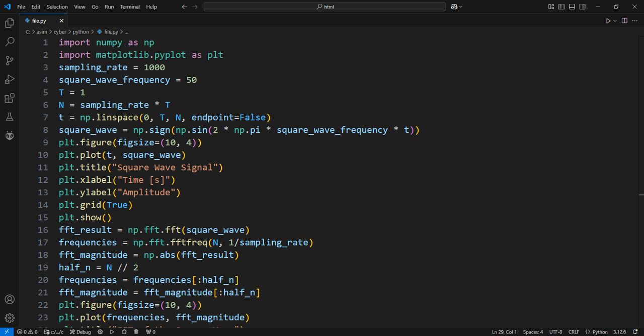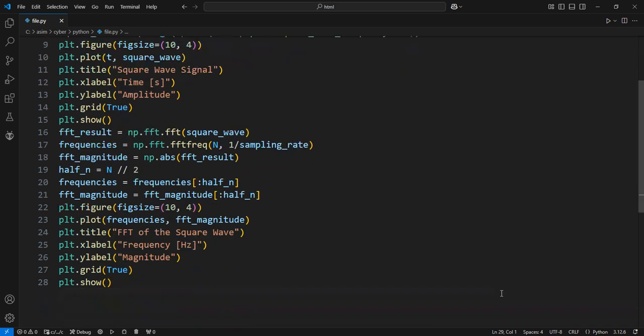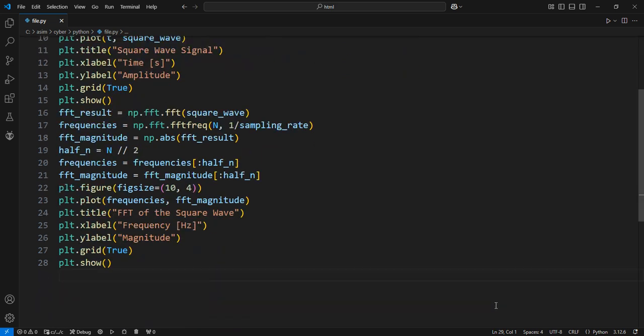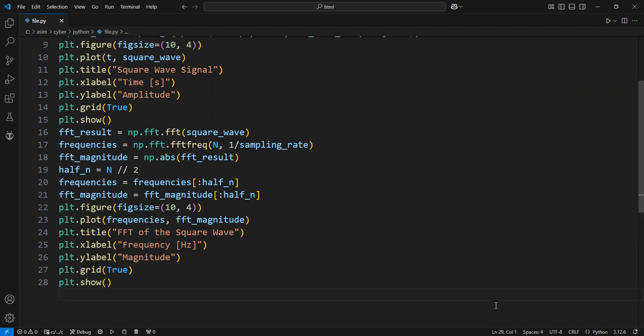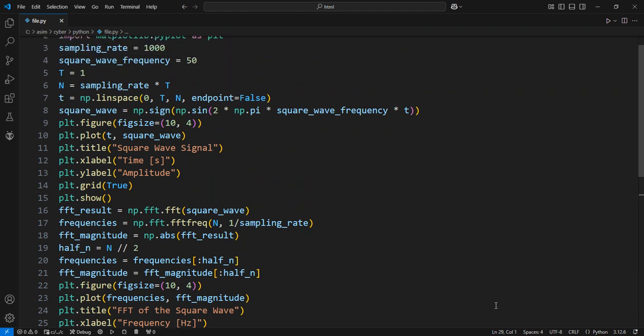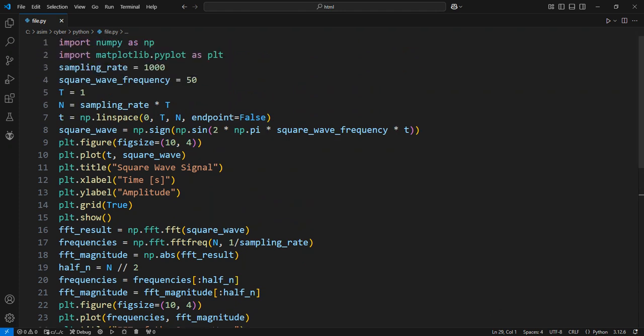Let's add some more comments to clarify. Why does the square wave only have odd harmonics? The square wave has a symmetric shape, which means it can be broken down into sine waves with odd multiples of the fundamental frequency. This happens because the square wave is an odd function. It's symmetric about the origin but flips signs.